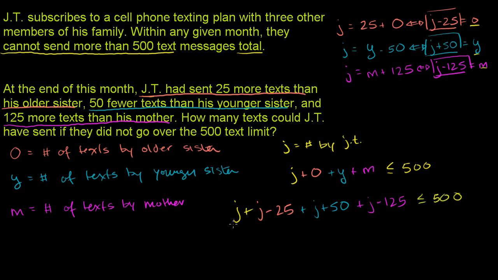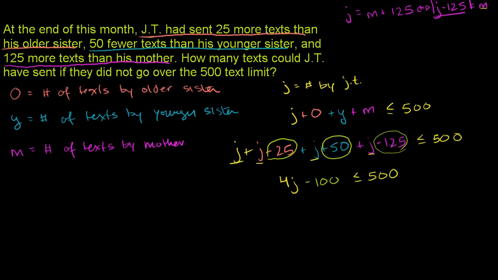So let's add the J's. We have 1, 2, 3, 4 J's. And let's add the constants. You have a negative 25 plus a 50, which is 25. And then you have 25 minus 125, which is negative 100. So 4J minus 100, I just added all the constant terms, has to be less than or equal to 500. And now this is a pretty straightforward inequality.